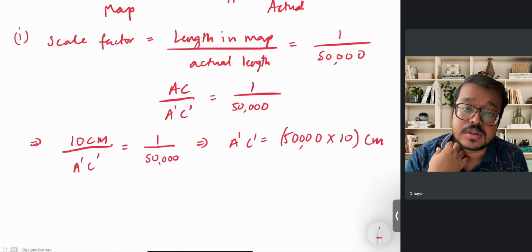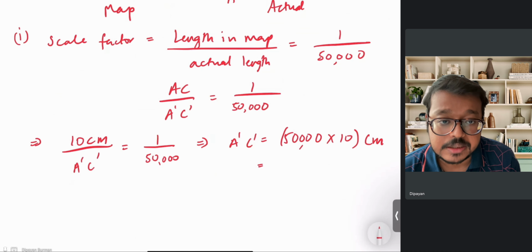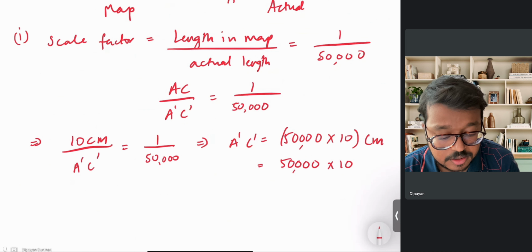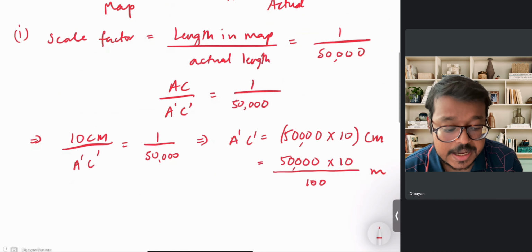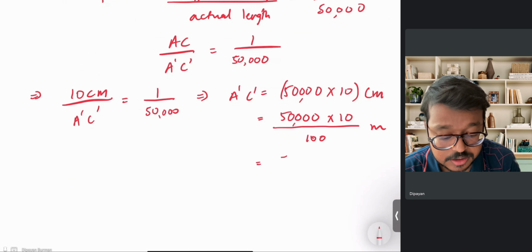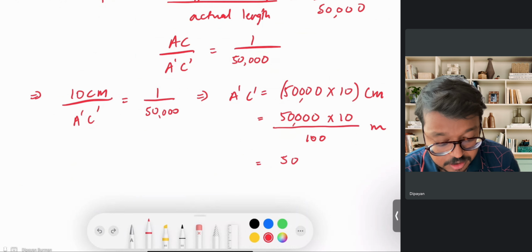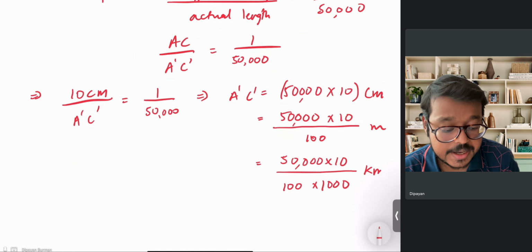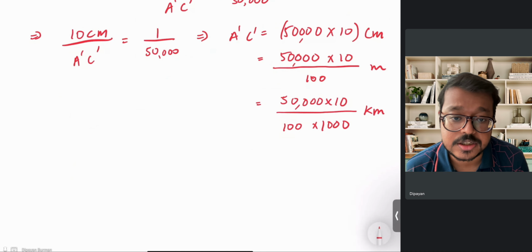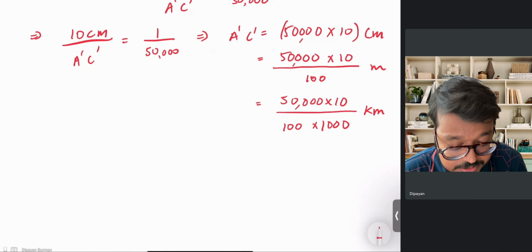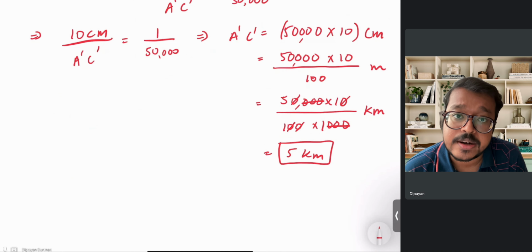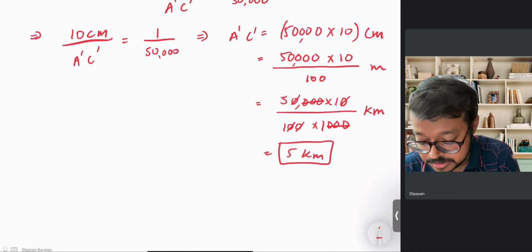Now if I want to convert to kilometer, if you want, you can do it step by step. So centimeter to meter, I need to divide with 100. So this is 50,000 into 10 whole divided by 100. These many meters. Now meter to kilometer, I need to divide with 1000. So 50,000 into 10 by 100, and again divide with 1,000. So the meter will now become kilometer. Now here we will simplify the fraction by removing the zeros. So let's say we have 3 zeros here, 3 zeros gone, then 2 zeros, 2 zeros gone. So only 5 remains. So the actual diagonal AC in the rectangular plot is 5 kilometers. That's the answer to the first part.